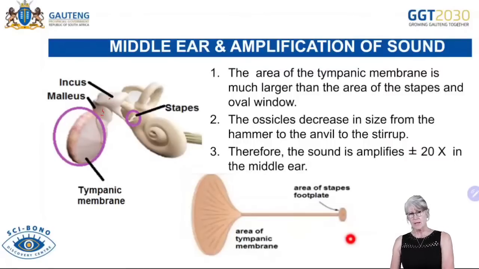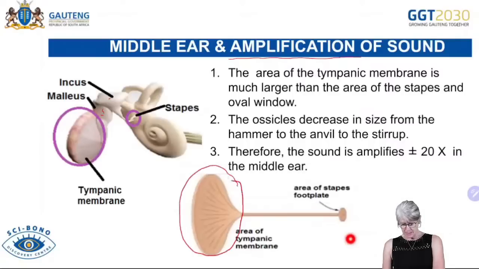Now, another very important function in the middle ear is amplification of sound. Because of the size of the tympanic membrane compared to that of the oval window, we have quite a lot of amplification. So in other words, the sound is amplified up to 20 times in the middle ear. Okay, because of the size difference. Right, then from the oval window, the vibrations are now converted.